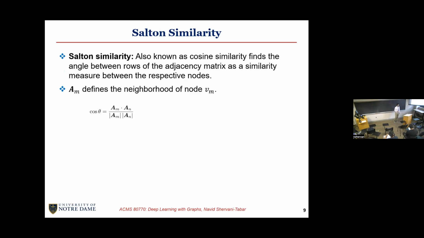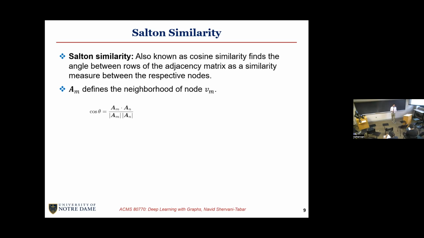So Salton similarity is using a different type of... in essence, it's similar, but the idea we were stating is it doesn't look similar at first. So the idea is that we characterize each node by a vector. So we have two vectors and we want to see how similar two vectors are. If we want to do that, one idea is to find the angle between two vectors.